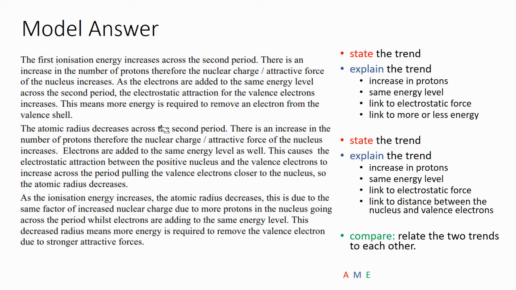There is an increase in the number of protons, therefore the nuclear charge of the nucleus increases. As the electrons are added to the same energy level across the second period, the electrostatic attraction increases. So you've talked about the increase in protons and the same energy level, and linked it to the electrostatic force and to more or less energy. Also for atomic radius, you need to explain the trend. There's an increase in protons as you go across the second row. Electrons are added to the same energy level, link it to the electrostatic force, and link it to the distance between the nucleus and the valence electrons.